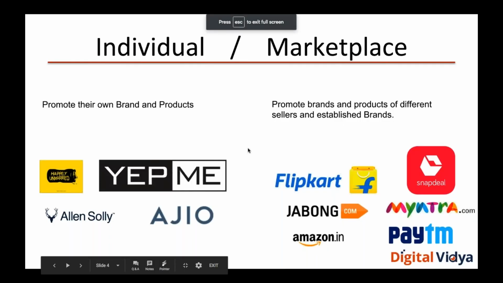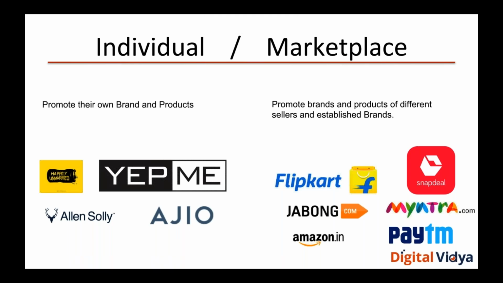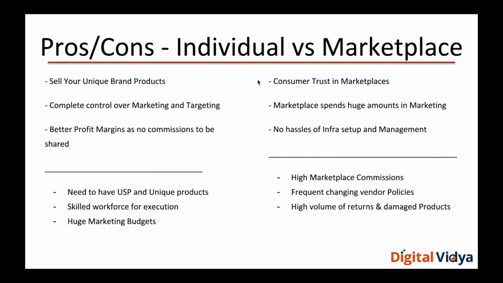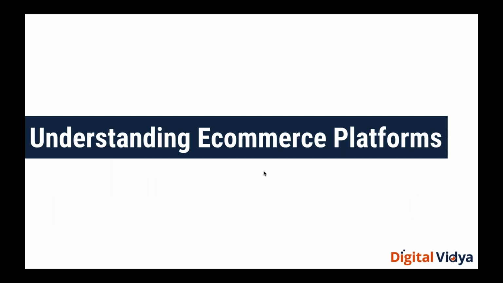So this is individual versus marketplaces. These are the examples of individual versus marketplaces. When it comes to individual, there are brands like Happily Unmarried, Helen Soli, AGO, Yapme, where the store is individual or a certain brand store. Whereas when it comes to marketplaces, the top examples are Flipkart, Snapdeal, Myntra, Jabong, Amazon, Paytm, and any other marketplaces available. So going ahead to the business model, pros and cons, understanding different e-commerce platforms.